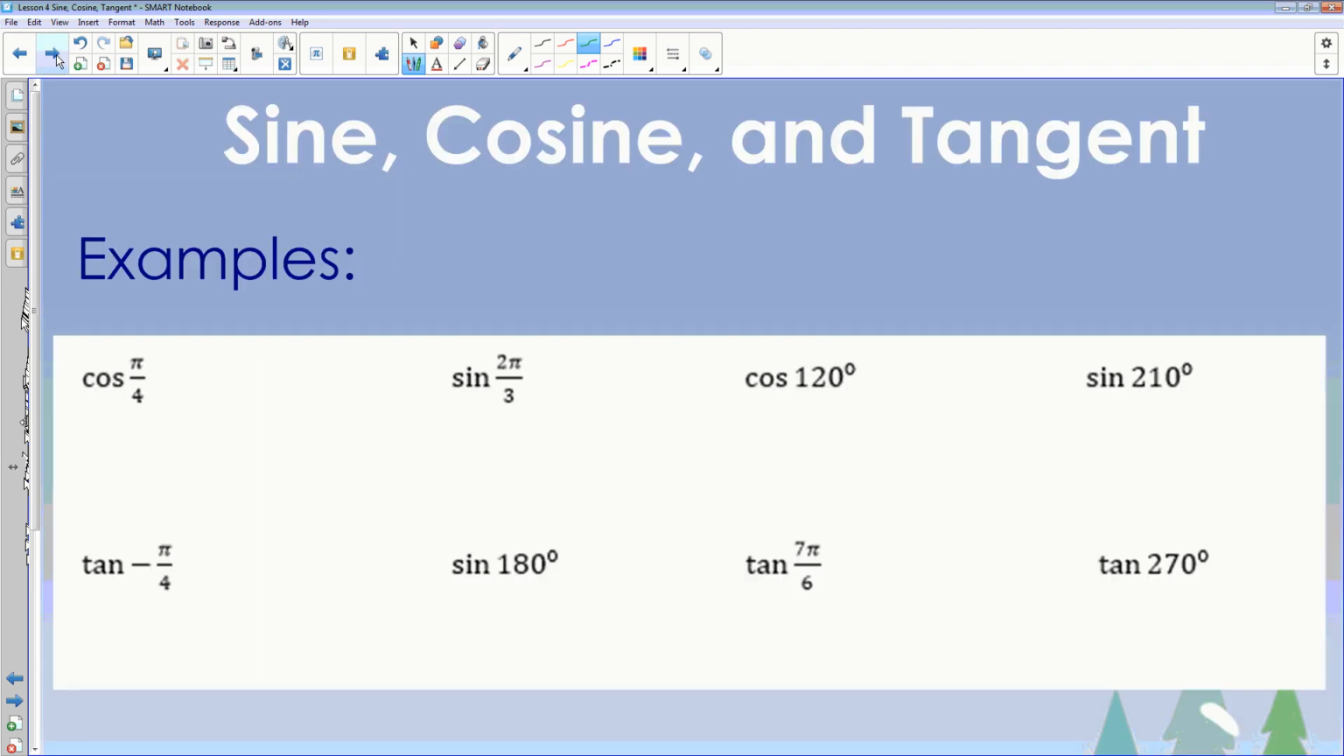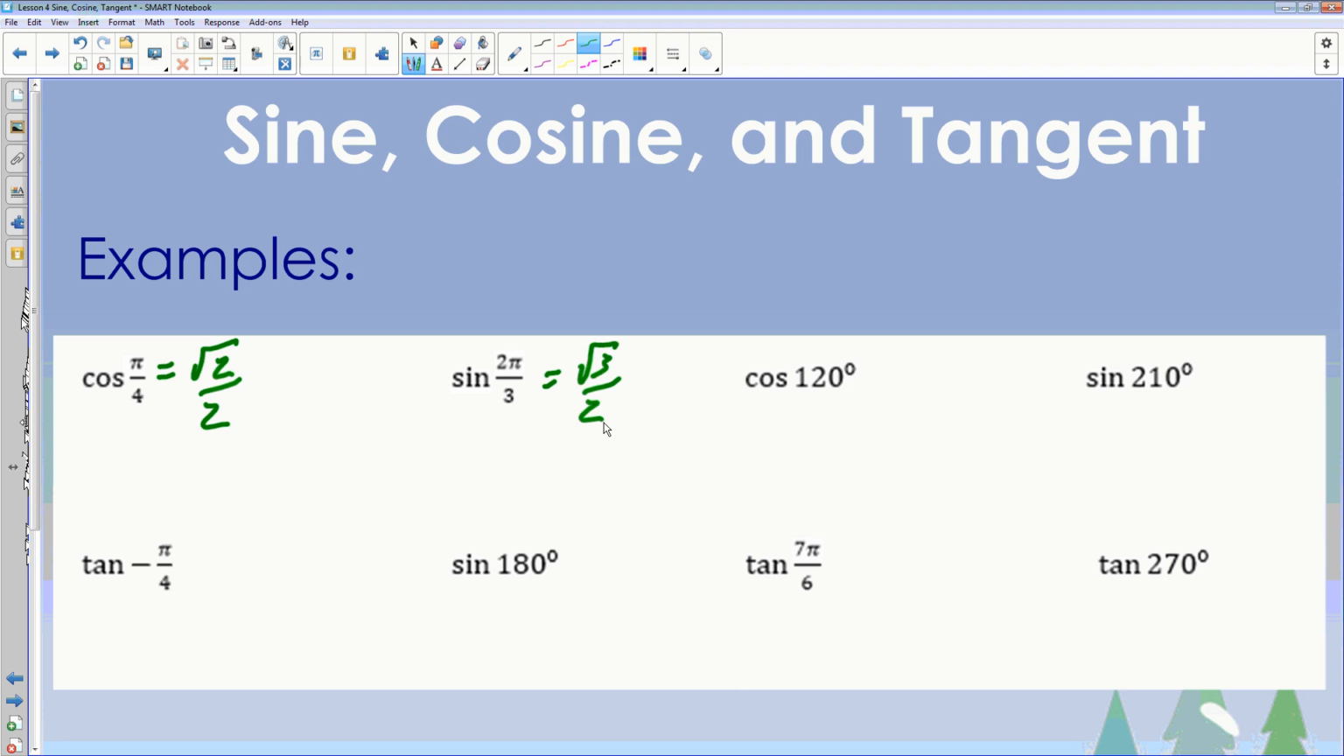All right, so here's some examples down at the bottom. Feel free to pause the video, try them on your own, and when you're ready, press play. I'm just going to give you the answers here. The cosine of pi over 4 is √2 over 2. The cosine of pi over 3 is 1/2.